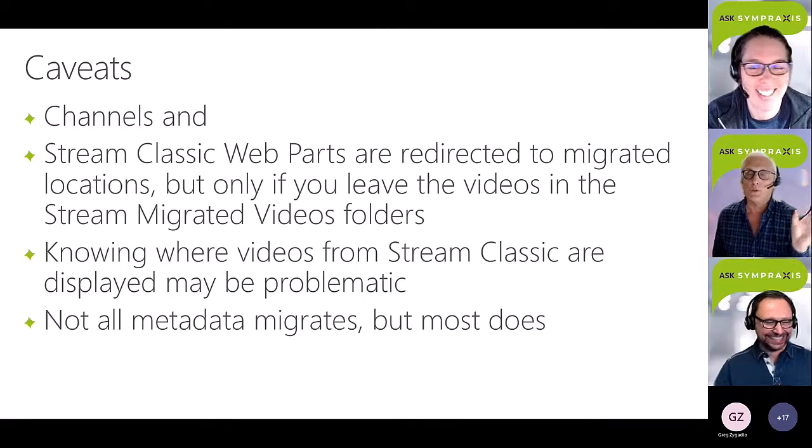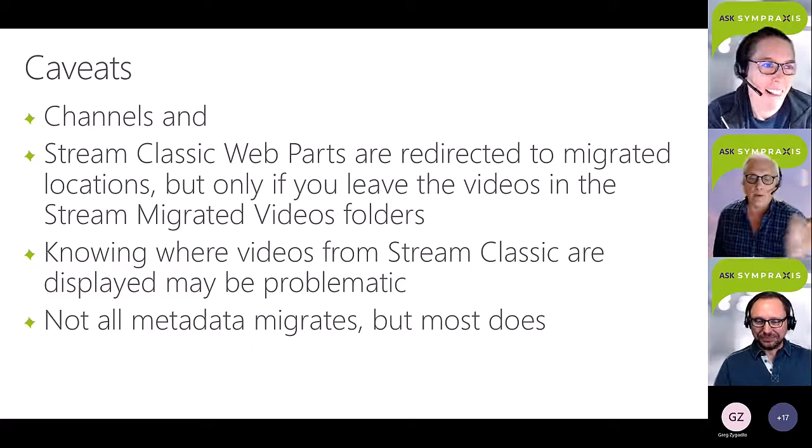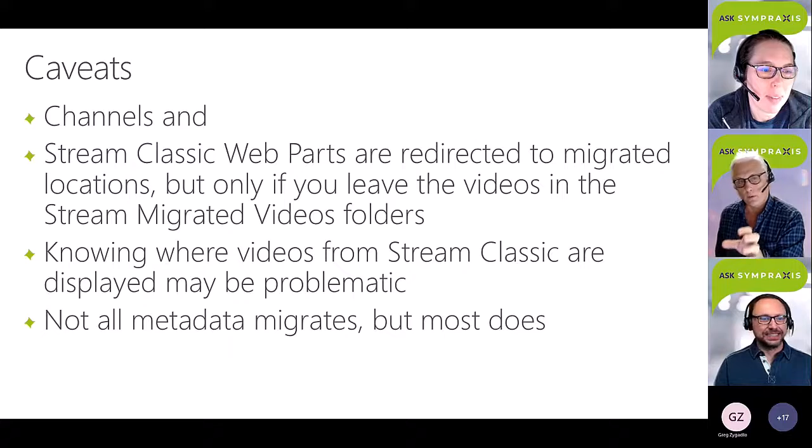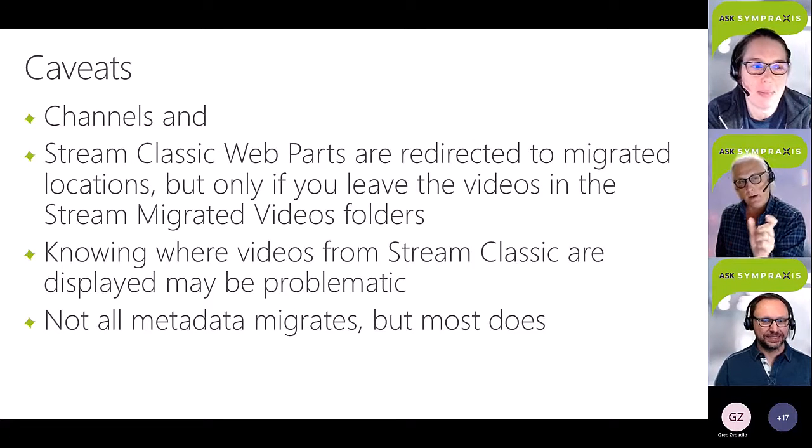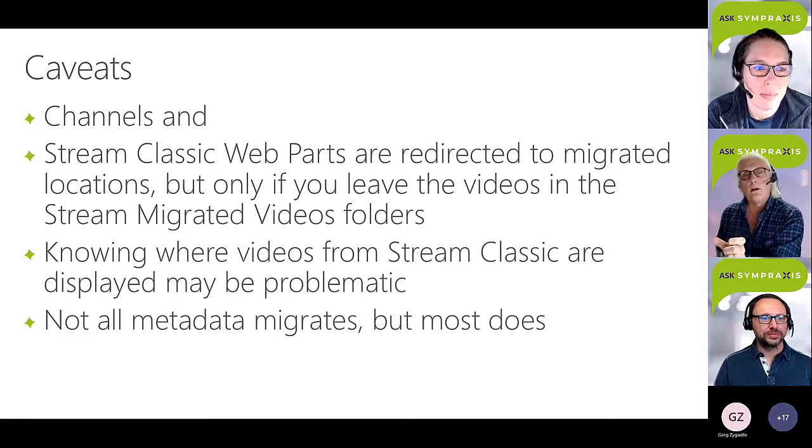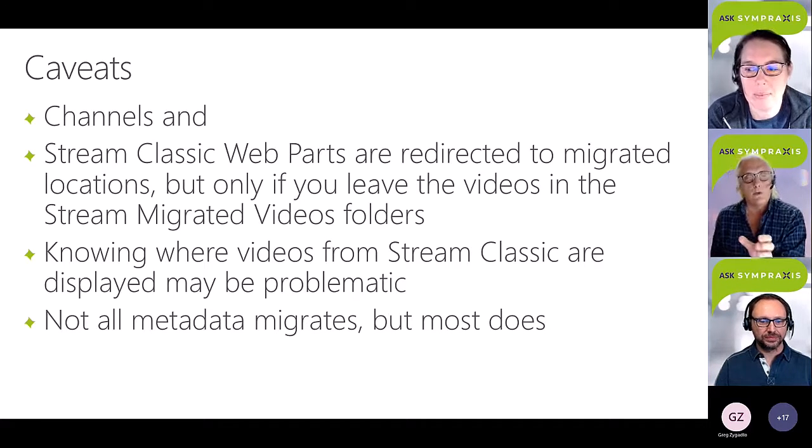Second bullet. When you do that migration, anything that's part of that migration goes into a folder called Stream Migrated Videos, with the name of the original container. That's all well and good, but Stream Migrated Videos just doesn't seem like a folder name that I want to keep for a really long time. So I'm probably going to move my videos from the folders under that folder to the place that I actually want them. That's where the redirect stops working.